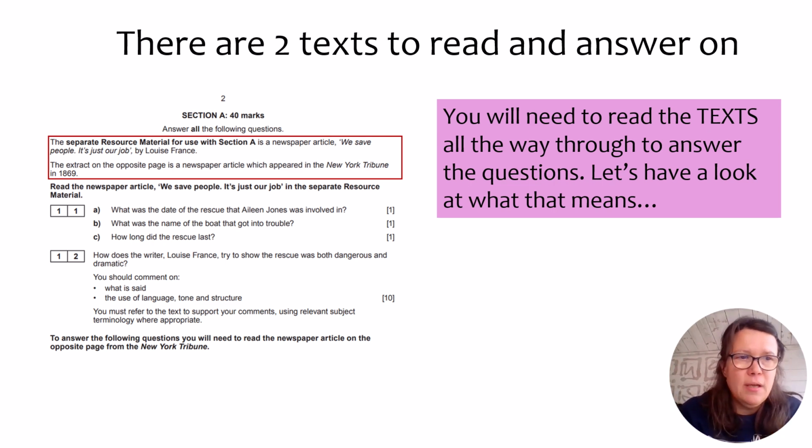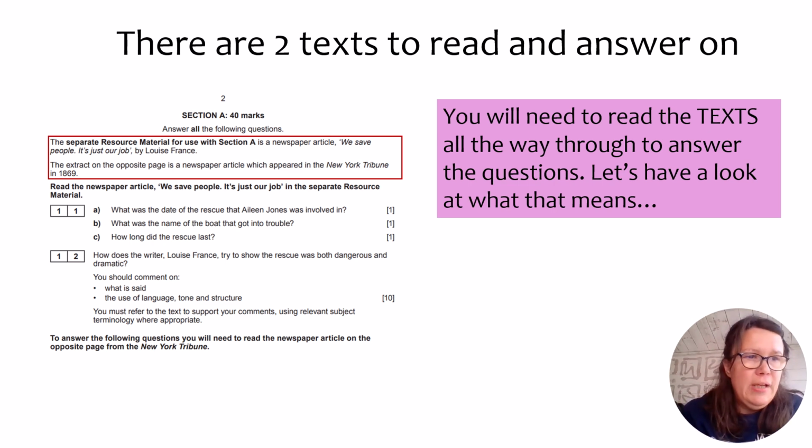So as a reminder, you will have 2 texts. One of them will be in a separate booklet, and then one of them is on the opposite side of the page to the questions, and then your non-fiction writing questions are on the back. Make sure you don't miss anything.